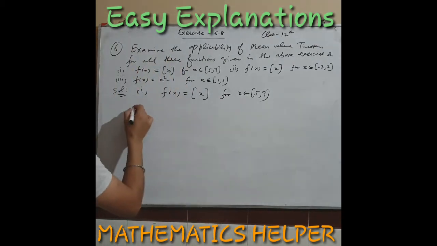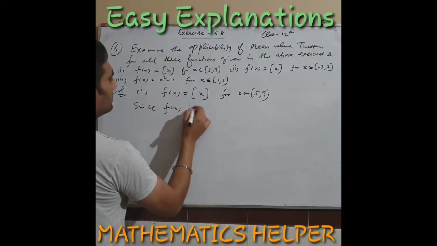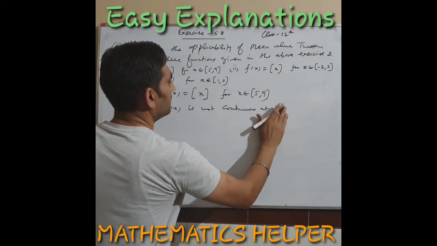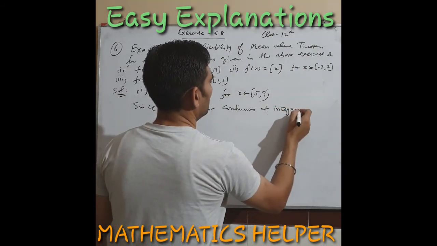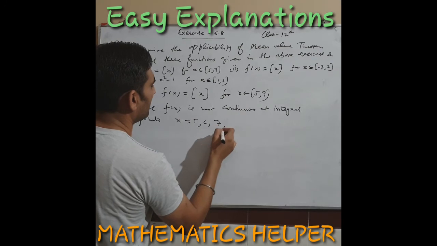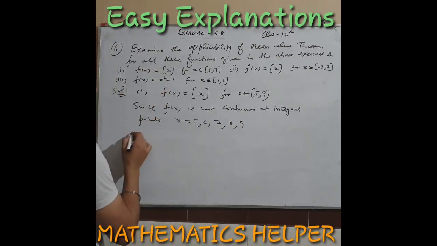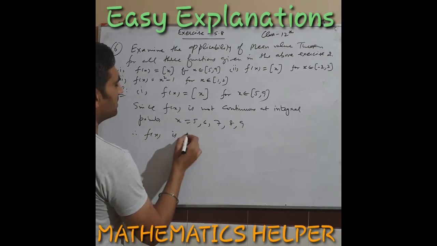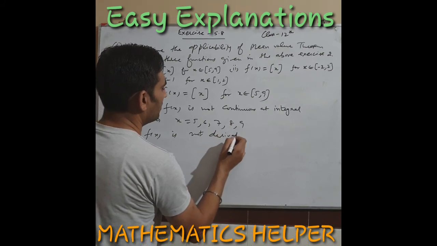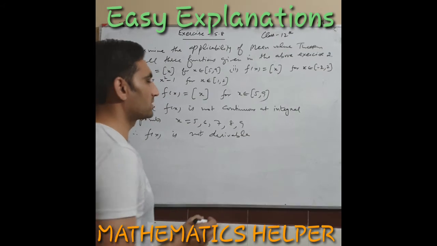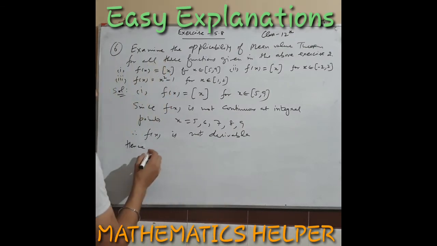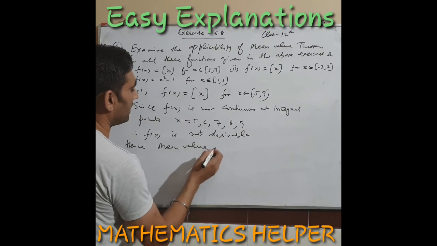So you have to write here, since f(x) is not continuous at integral points, what are they? 5 included, 6, 7, 8 and 9 also included. Therefore, f(x) is not derivable. So we are not able to find the derivative of this also. Hence there are two conditions required in mean value theorem. They are not satisfied. So hence mean value theorem is not applicable.